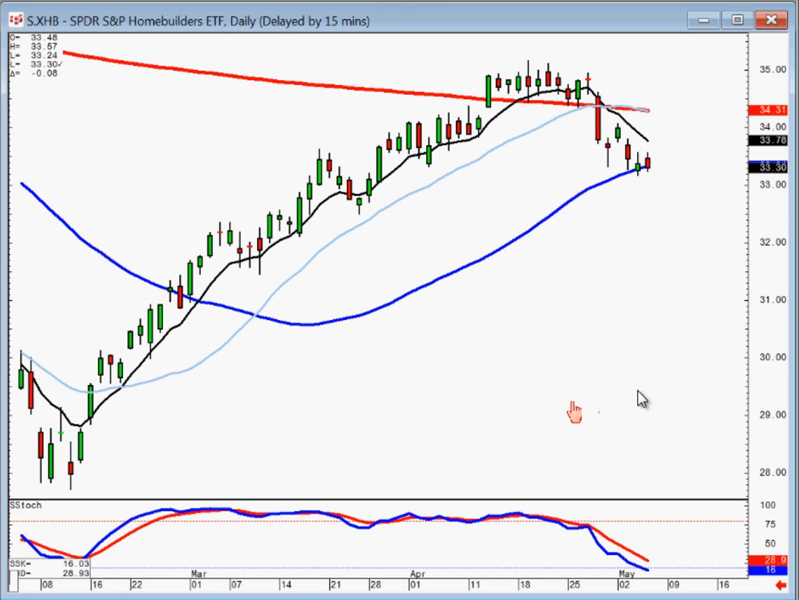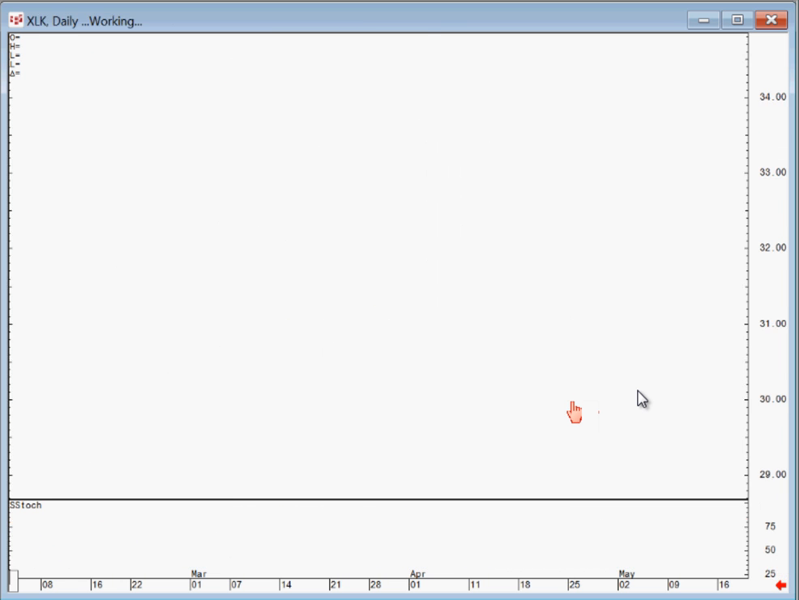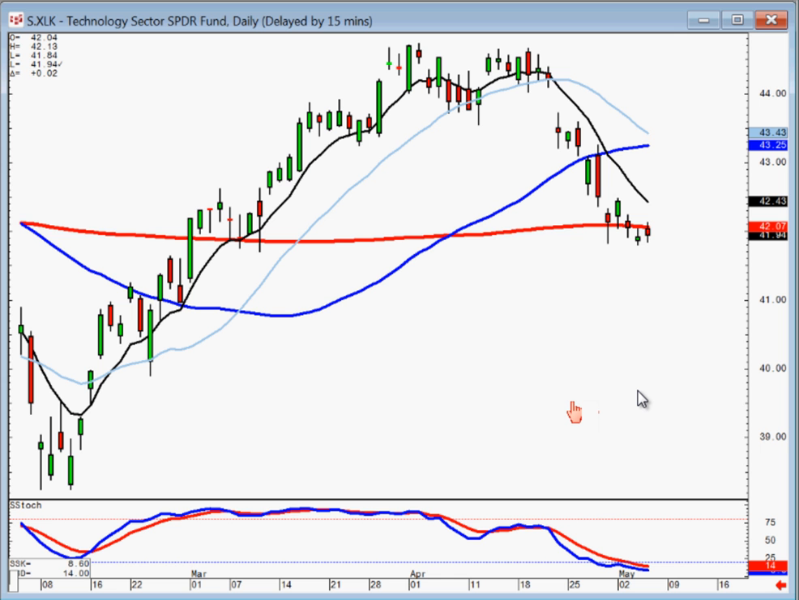HXB or XHB, another one that you're sitting right on the 50. So if it opened positive, if I was short, I'd start covering it. You can always re-short it if it comes back down through the 50. XLK, stay short, but I would use today's high as my stop.